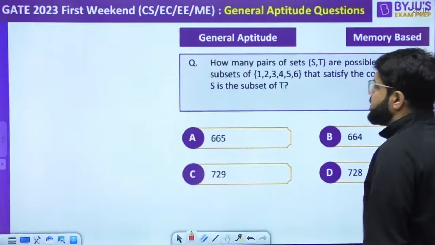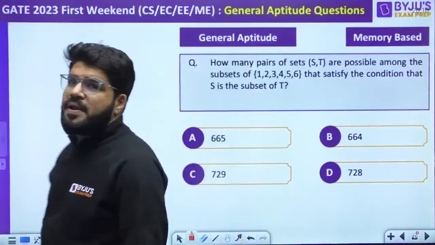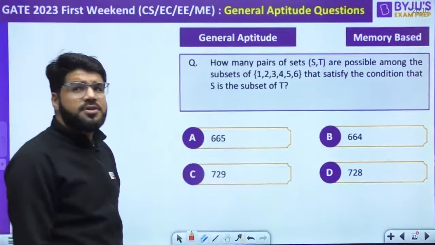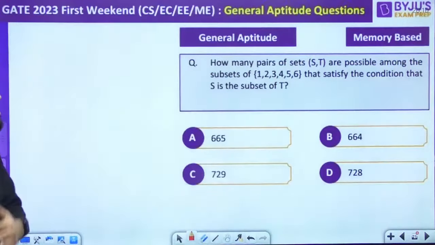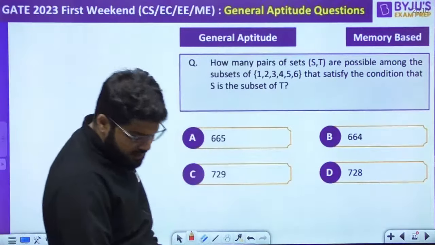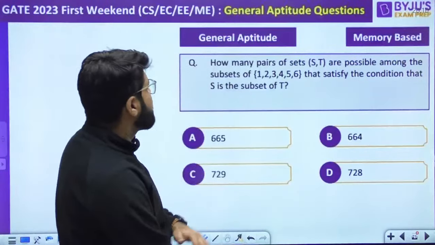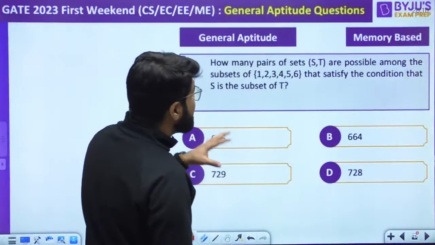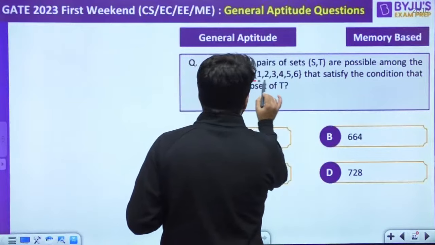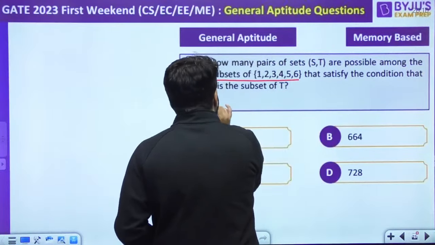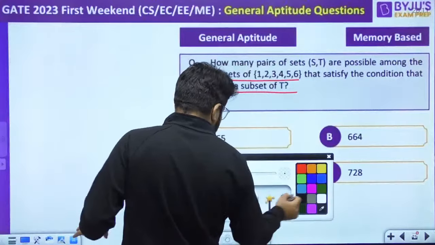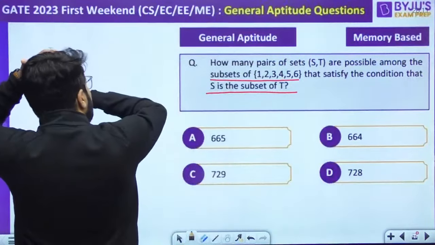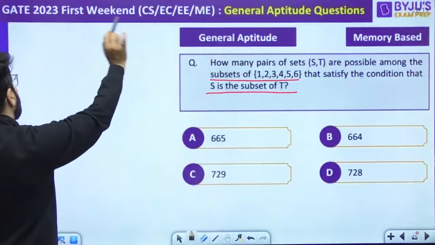So here it is. How many pairs of the sets S and T are possible among the subsets of 1, 2, 3, 4, 5, 6 that satisfy the condition that S is a subset of T? Very good question based on counting. Pay attention. How many pairs of the sets S and T are possible?